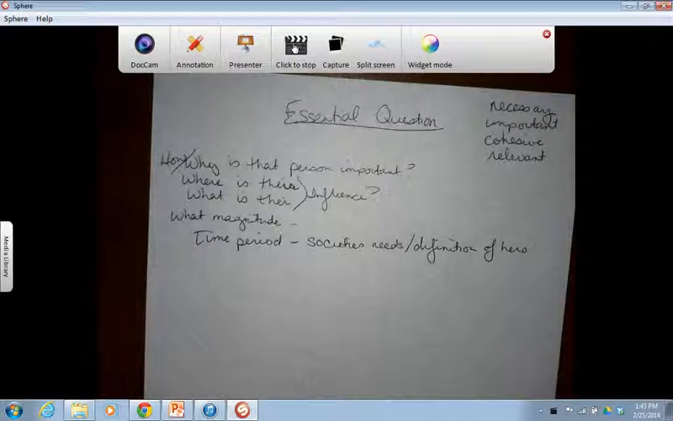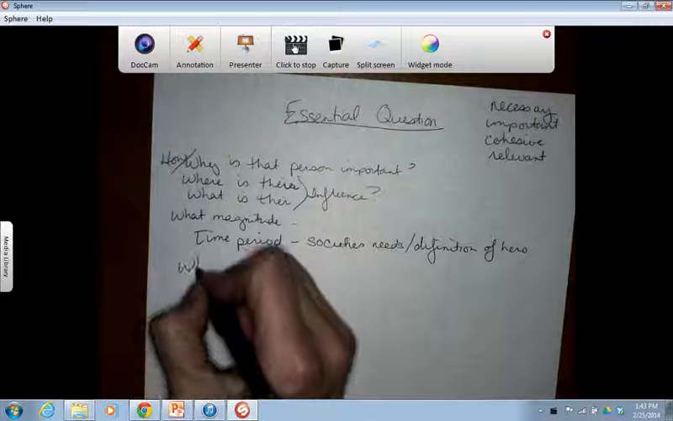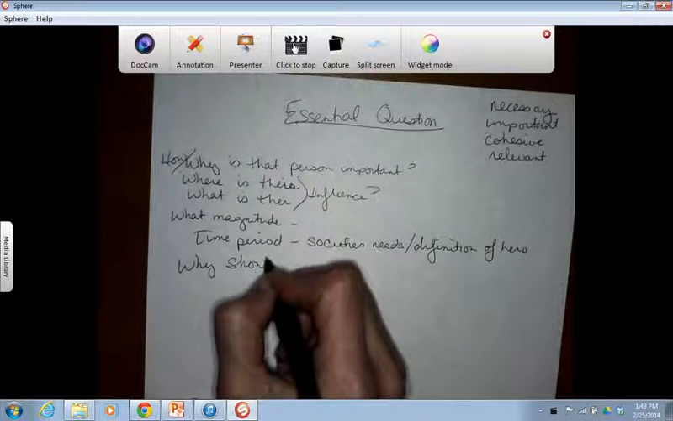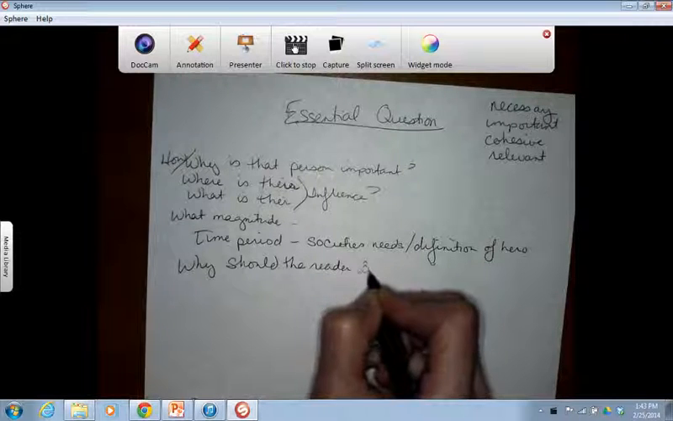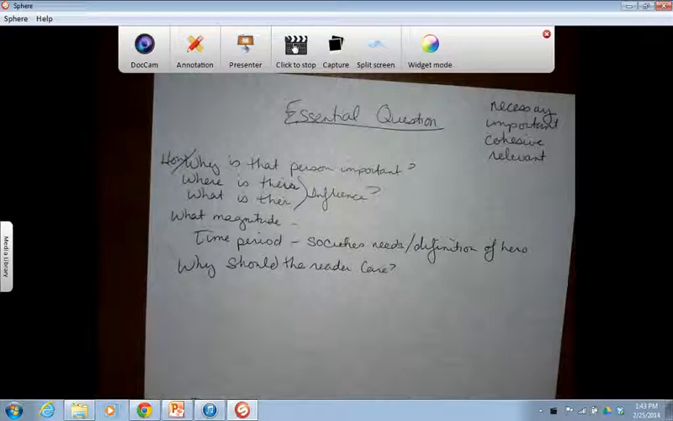Yes. Why the reader should care. Why the reader should care. Why should they care about this person and topic? Okay, what else would be a good essential question to ask?